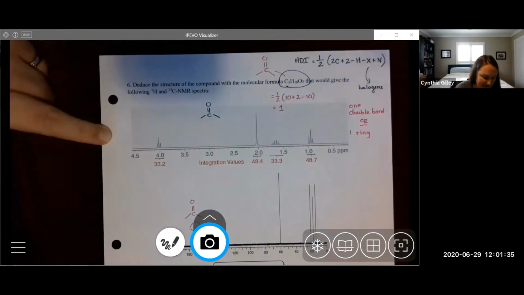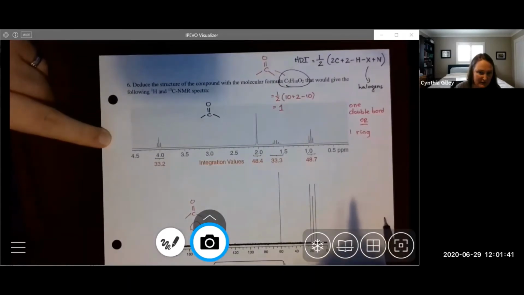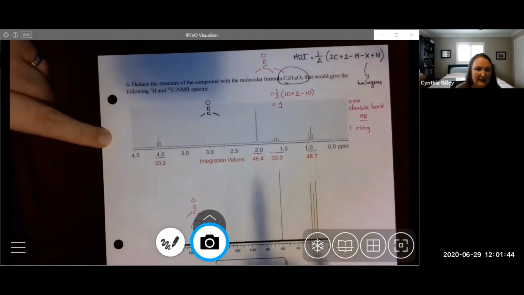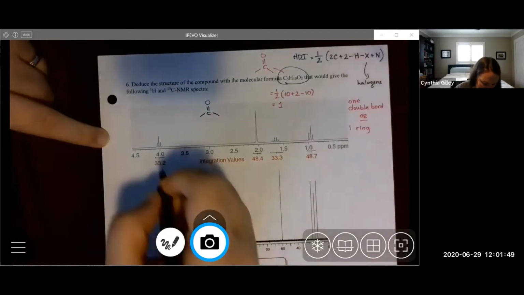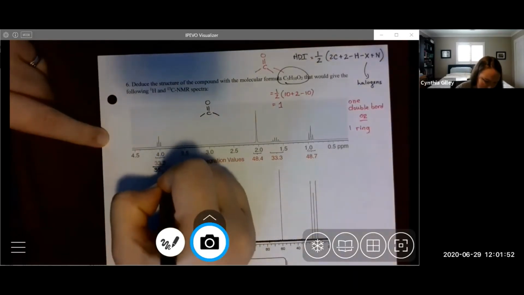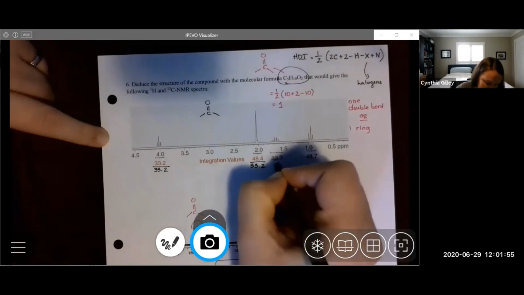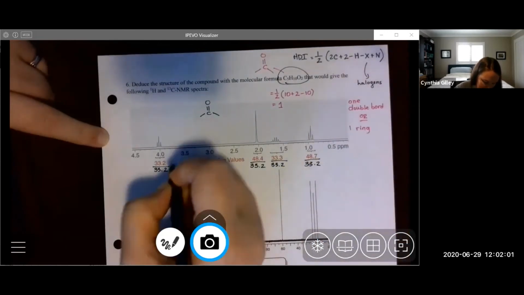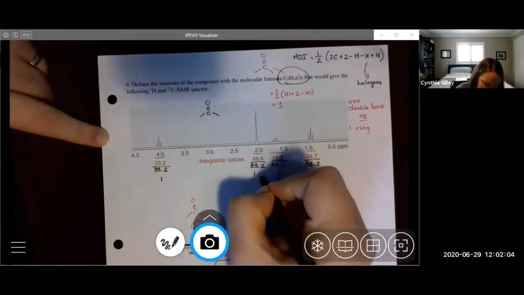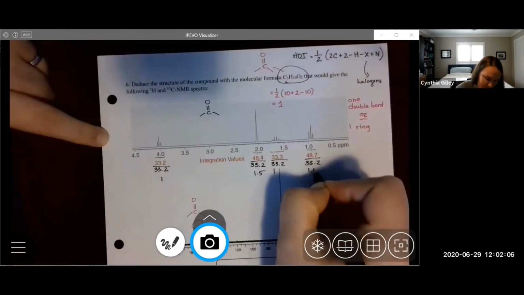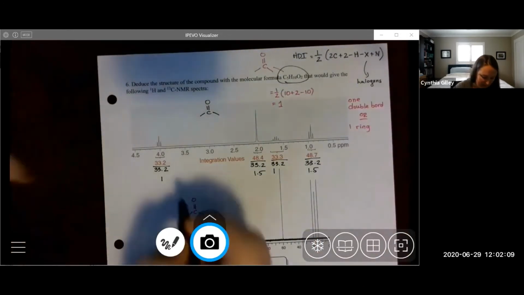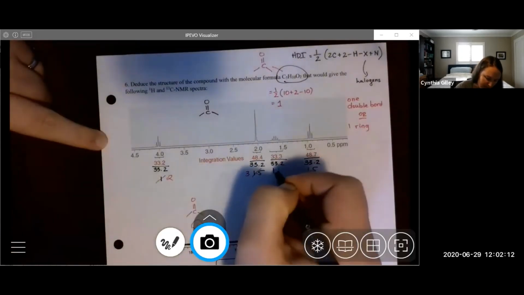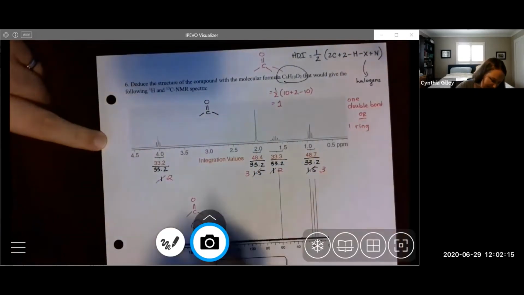I kind of like singlets because they're simple, no neighbors. So, oh, I have to deal with the integration values first. They just gave me these numbers here. They didn't tell me what the integration is. So to figure out what the integration is, divide by the smallest number, 33.2. So this would be 1 to 1.5 to 1, which is not good. They need to be whole numbers. So then I just multiply everything by 2, and I get 2 to 3 to 2. This is likely 2 hydrogens.